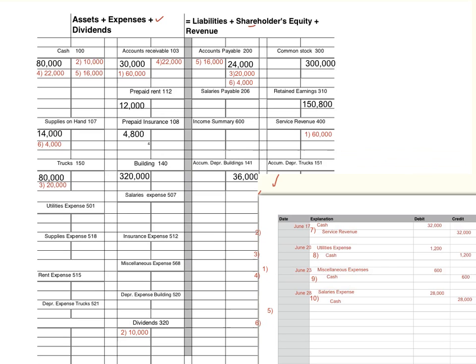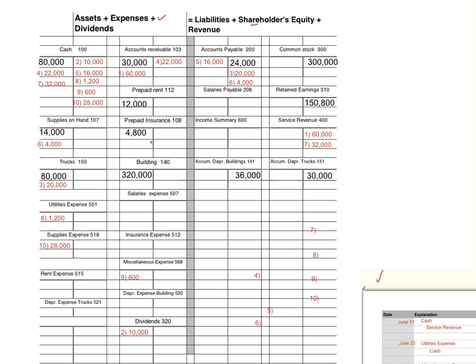On the 17th, a debit to cash and a credit to service revenue. June 20th, a debit to utilities expense 1,200 and a credit to cash. On June 23rd, a debit to miscellaneous expense and a credit to cash. And lastly, I pay the employees. So it's a debit to salaries expense, 28,000, and a credit to cash. And that completes my posting to the general ledger.